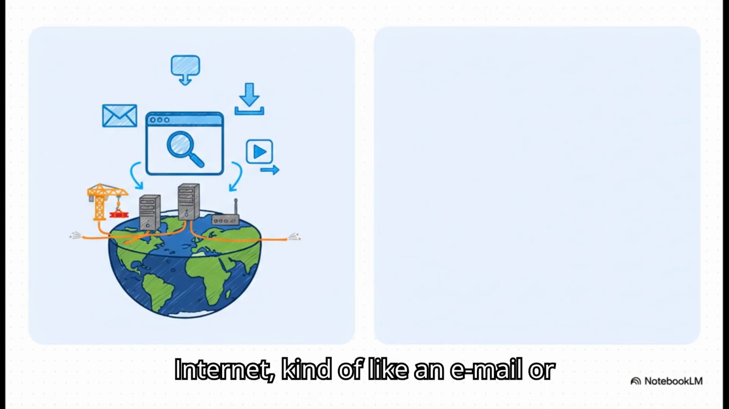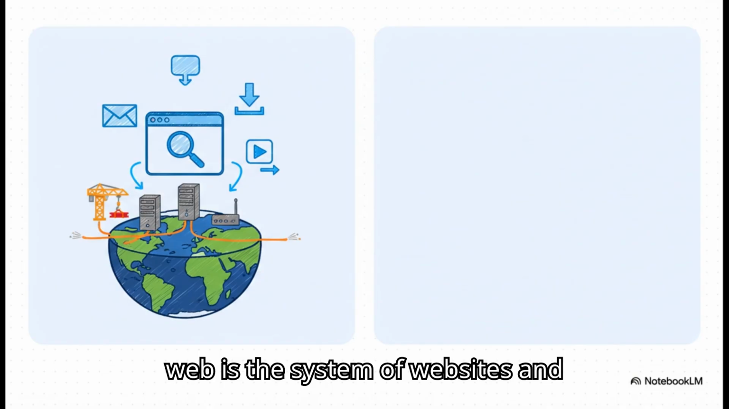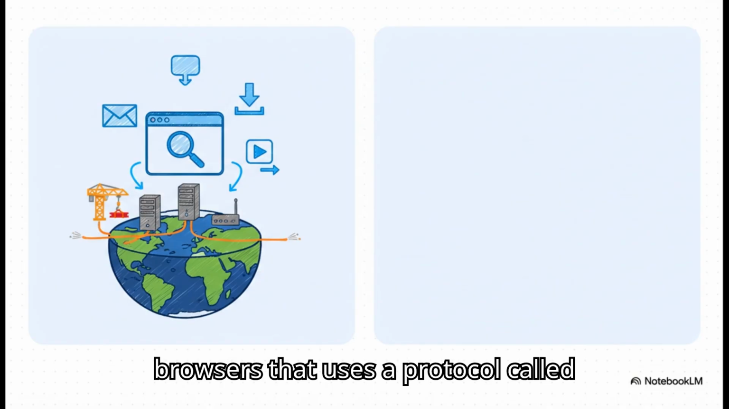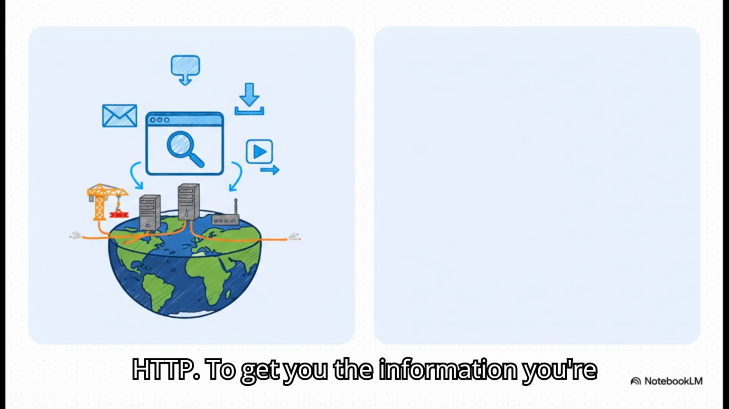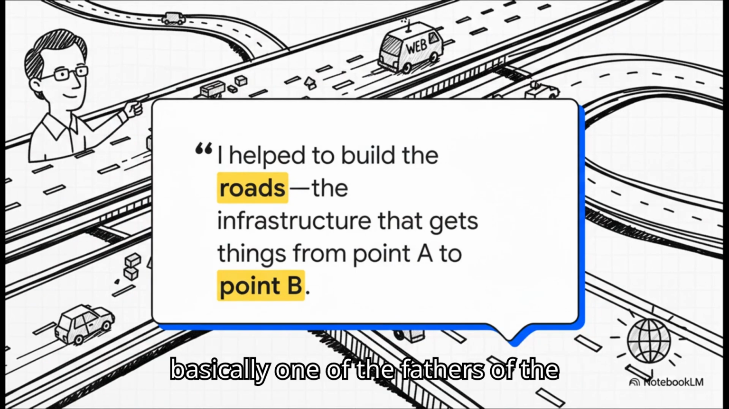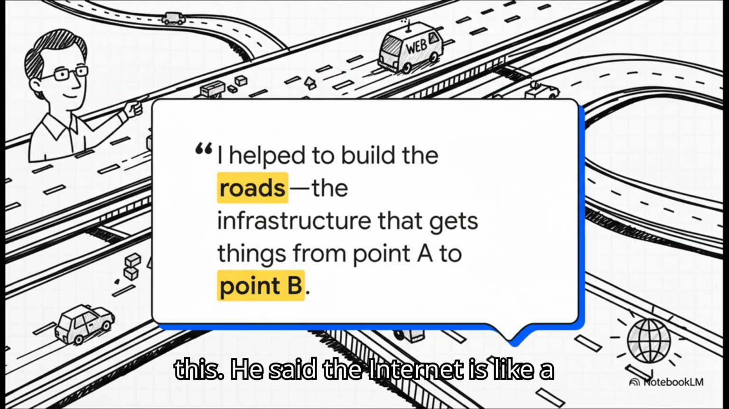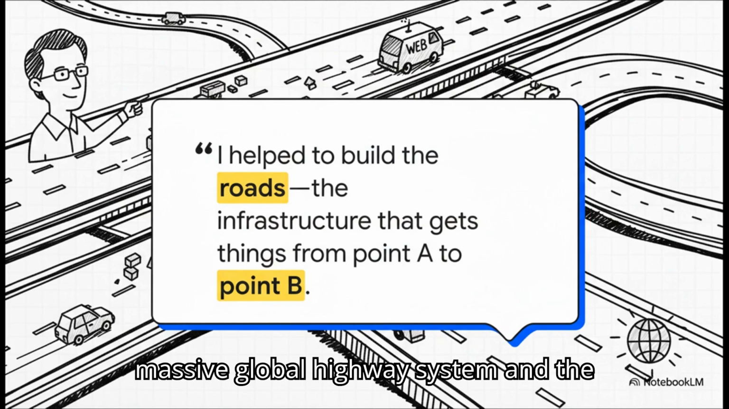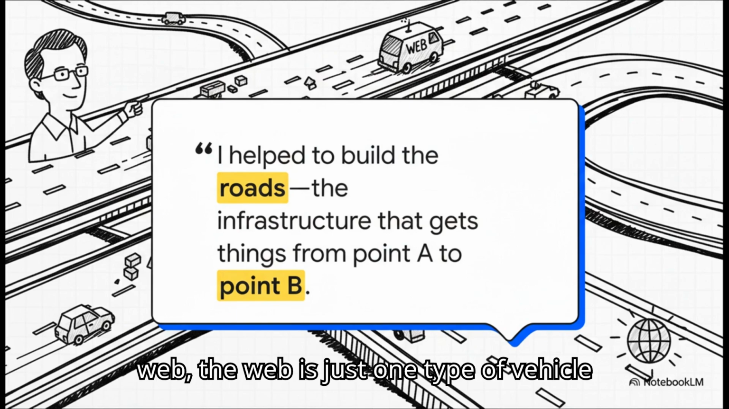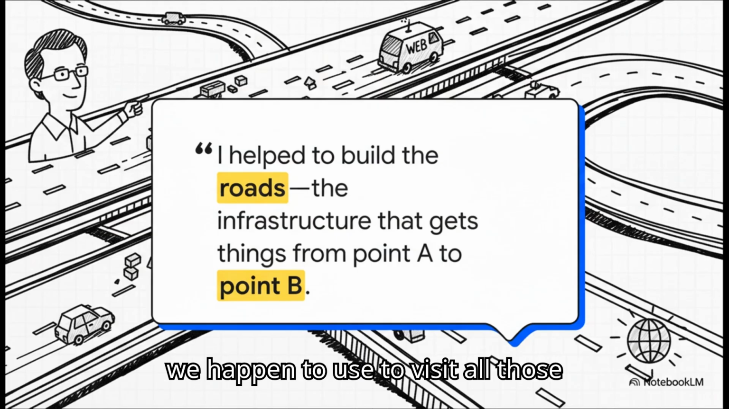Now, the World Wide Web, that's a service and application that runs on top of the internet. Kind of like how email or online gaming runs on the internet. The web is the system of websites and browsers that uses a protocol called HTTP to get you the information you're looking for. You know, Vint Cerf, who's basically one of the fathers of the internet, had the perfect analogy for this. He said the internet is like a massive global highway system. And the web? The web is just one type of vehicle that drives on those roads. It's the car we happen to use to visit all those websites.